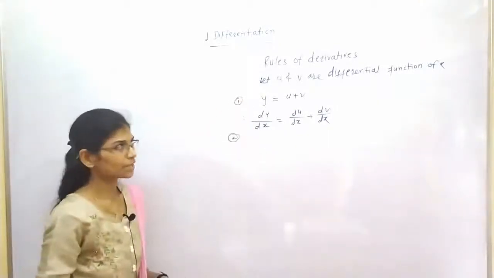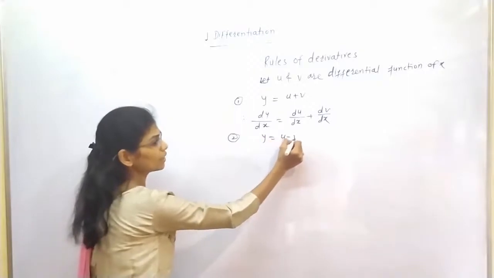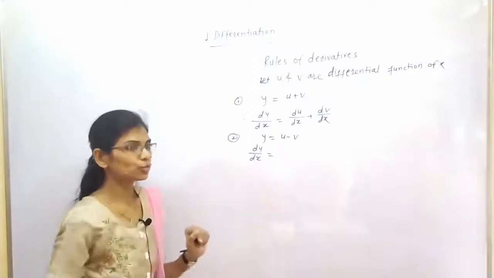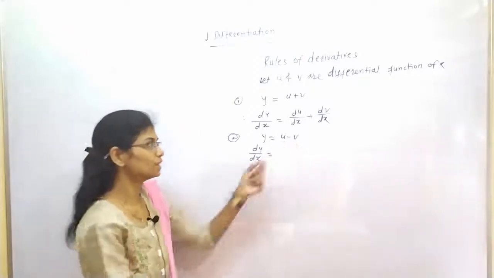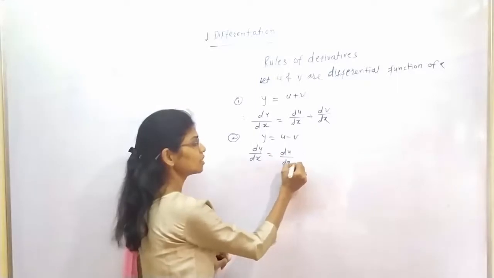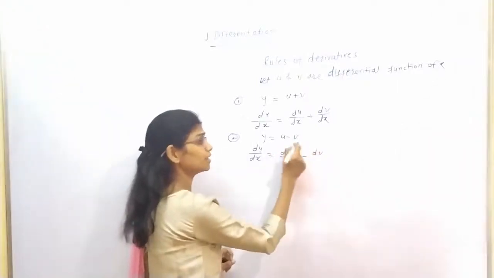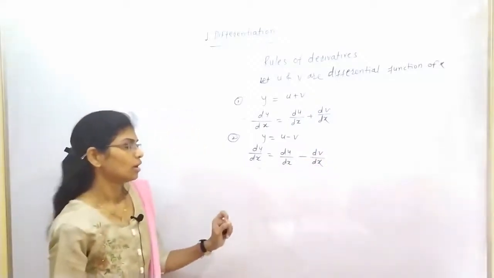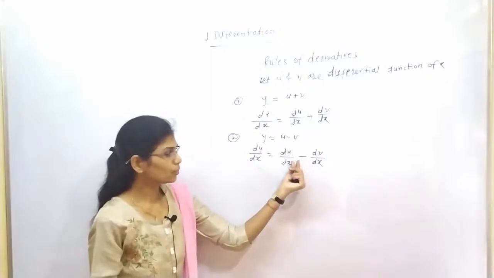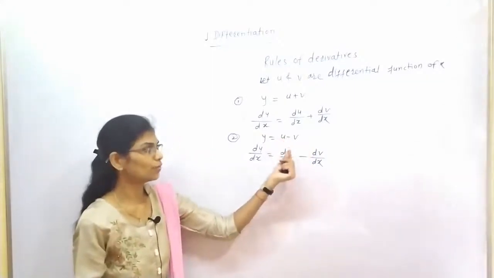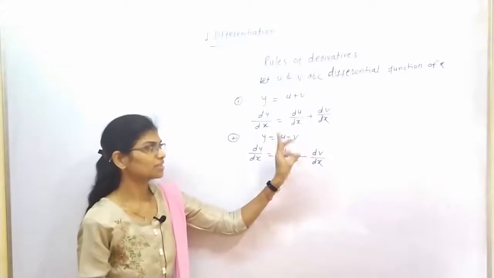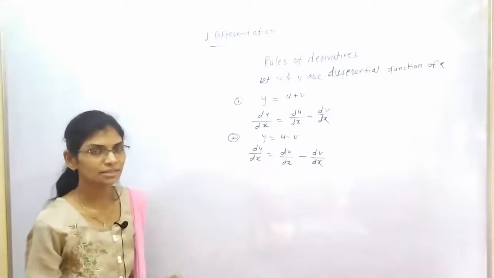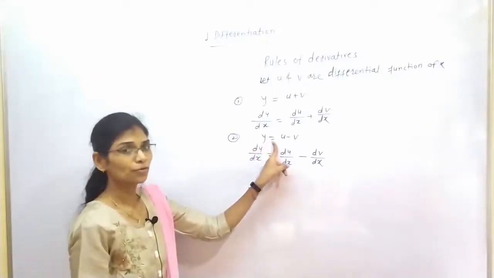Second rule is for subtraction. When y is equal to u minus v, at that time dy by dx is equal to du by dx minus dv by dx. We have to take a separate derivative of each one, the derivative of u and the derivative of v. There is a minus sign, which means subtraction is there. So take a separate derivative and keep the sign as it is. That is the second rule.